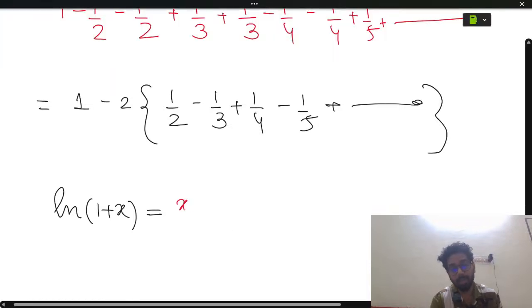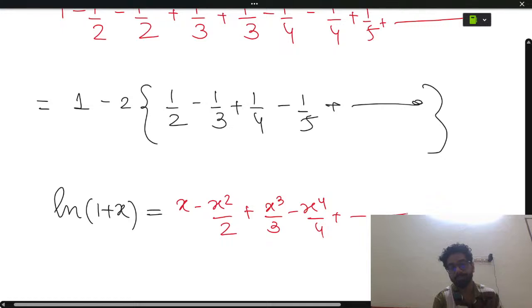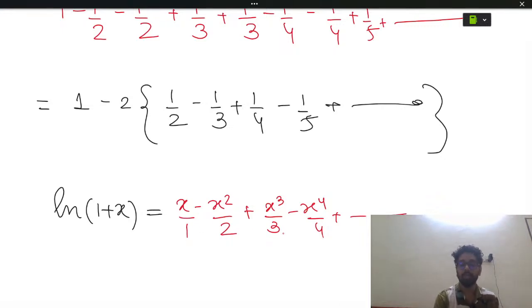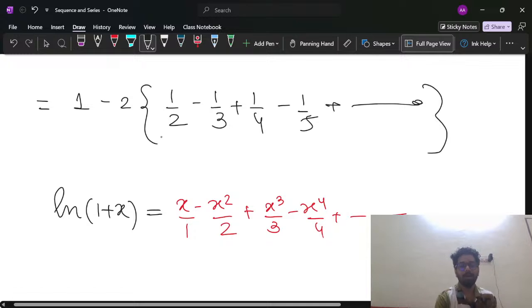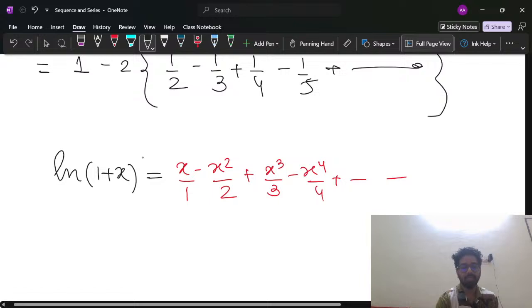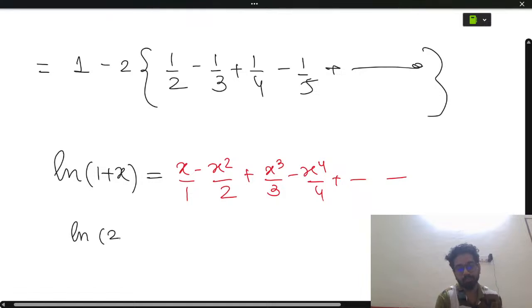So this is x minus x square by 2 plus x cube by 3 minus x power 4 by 4. You can see the pattern: x power 1 by 1 minus x square by 2 plus x cube by 3 and so on. If I check it over here, put x equals 1, we will have ln 2.